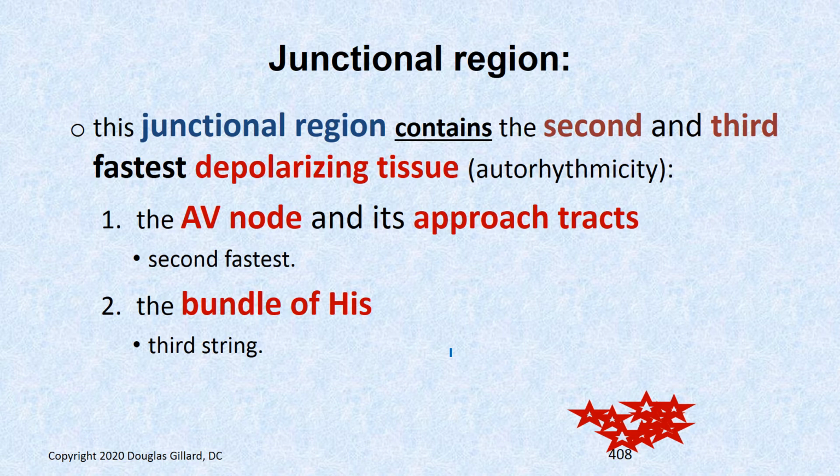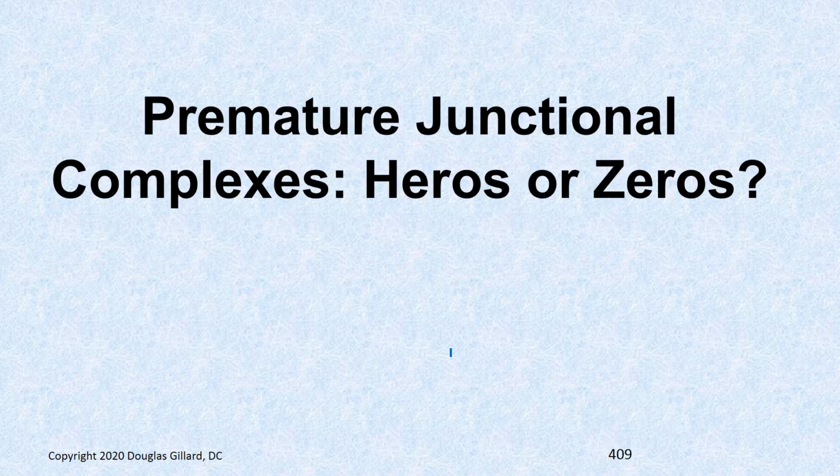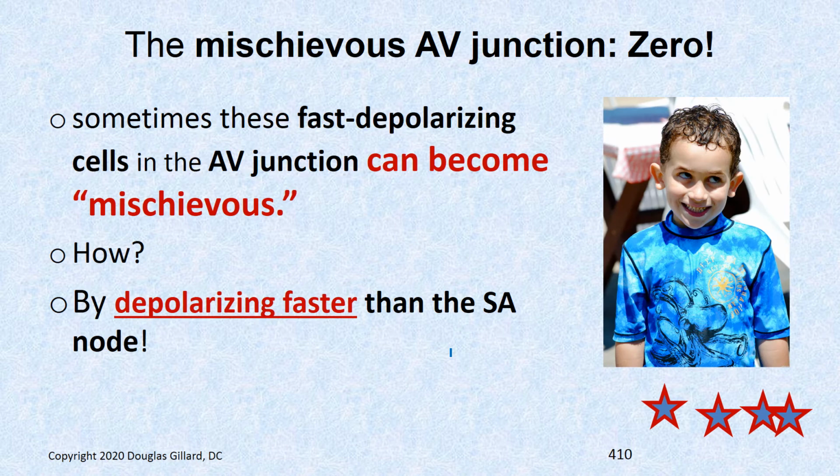So if anything goes wrong with the SA node, these things might not be a hijacker type person. They may be a hero. They may be saving the heart and running the heart normally. Heroes or zeros? Well, they can be. Google says that's mischievous. That kid does look mischievous, if you ask me, especially that face. Maybe he's not in real life, but he looks mischievous to me. They can be mischievous. They can be heroes or zeros.